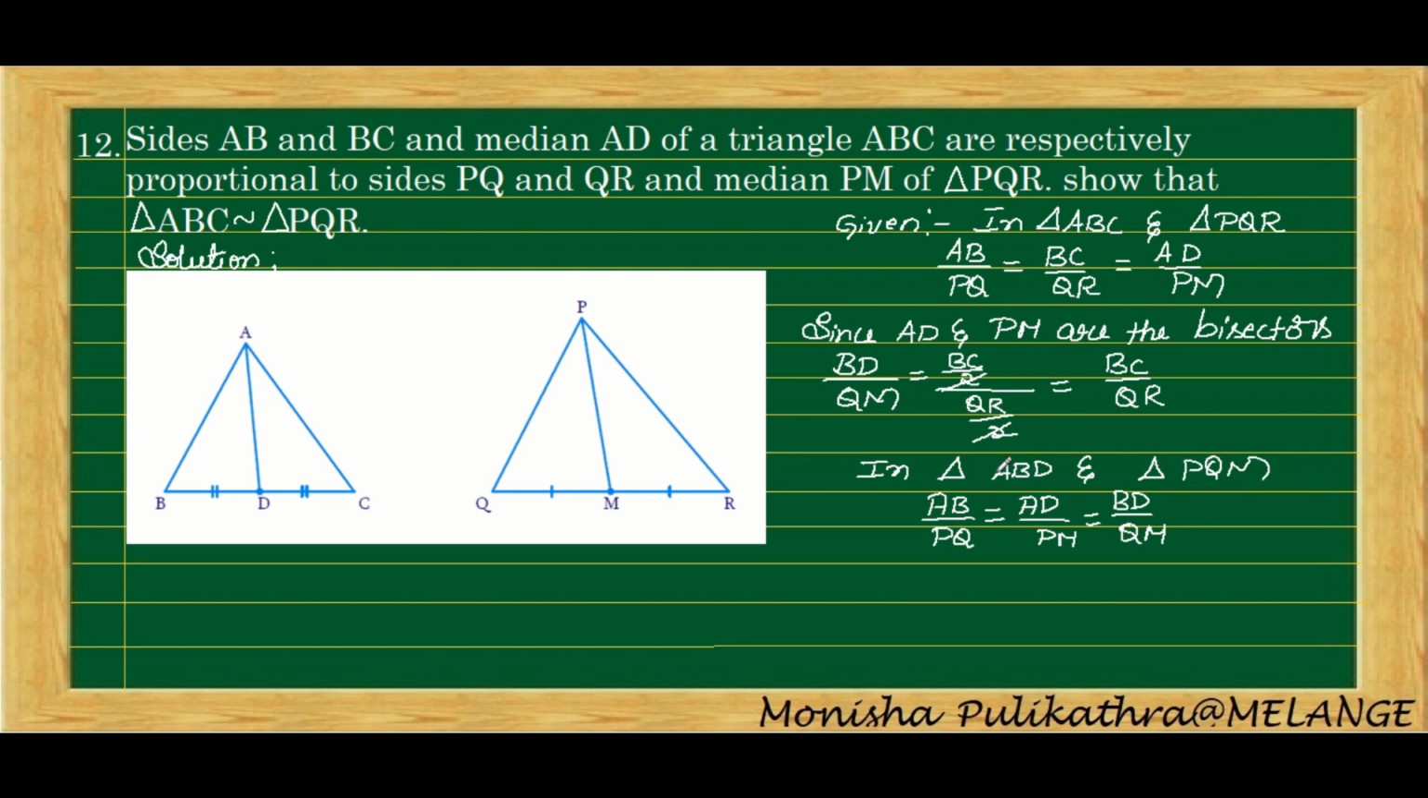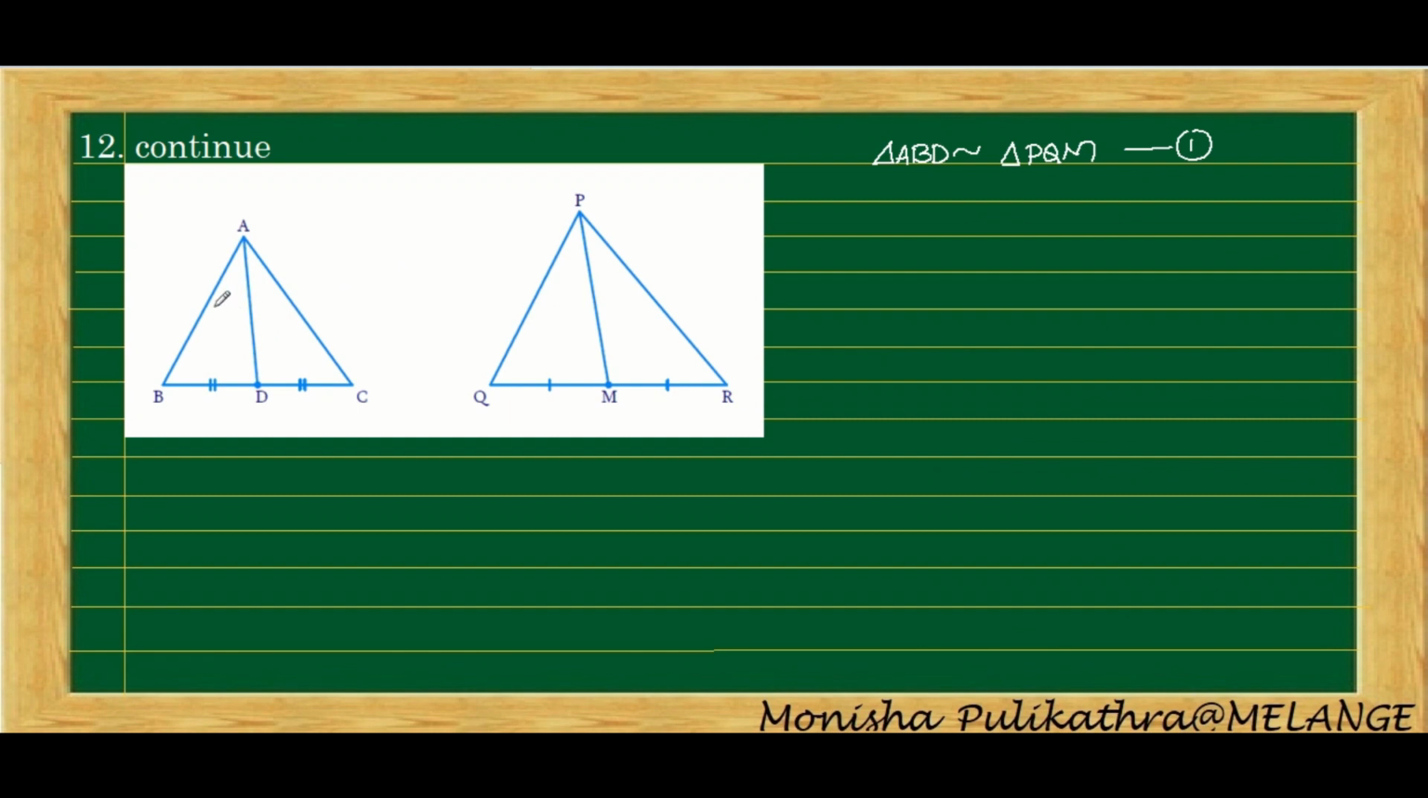So what happens when we compare triangle ABD and triangle PQM? So in these two half triangles, all the sides are in proportion to each other. Therefore, triangle ABD is similar to triangle PQM. Why? Because of SSS similarity criterion, that is side, side, side. Since all the sides of two triangles are proportional, those two triangles are similar to each other. Okay? So let us continue. Since we have proved ABD is similar to triangle PQM, let this be equation 1.